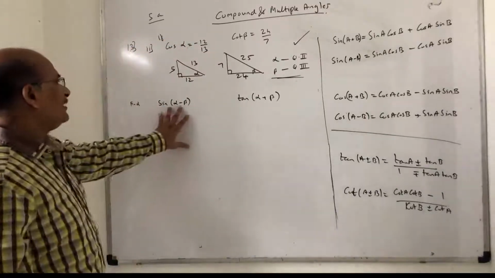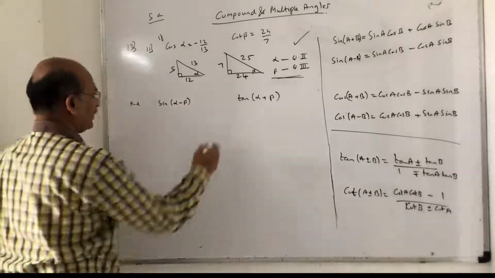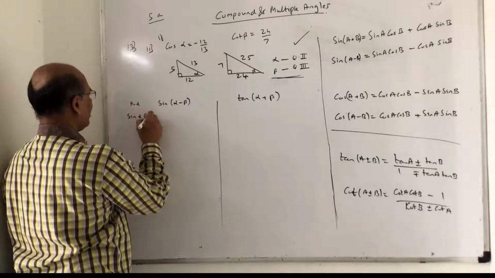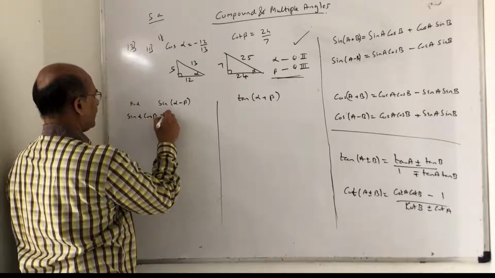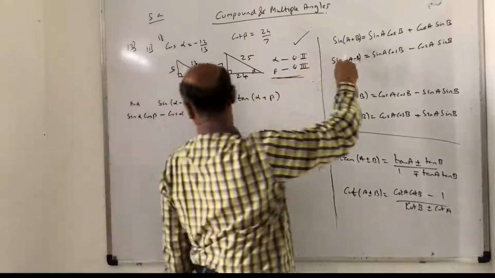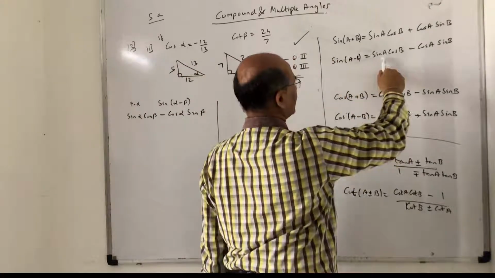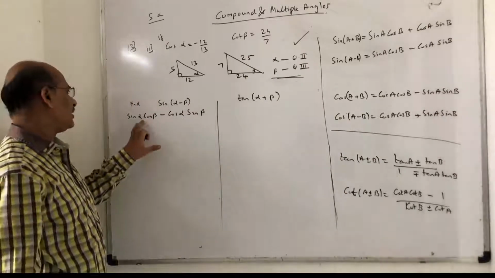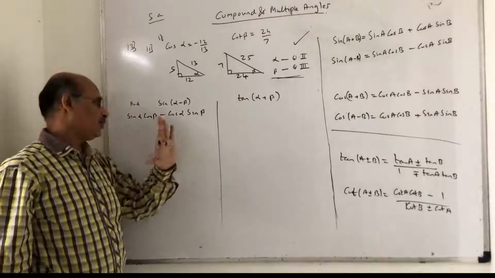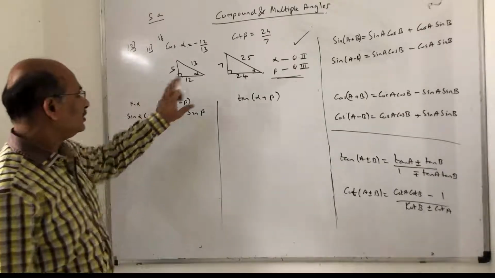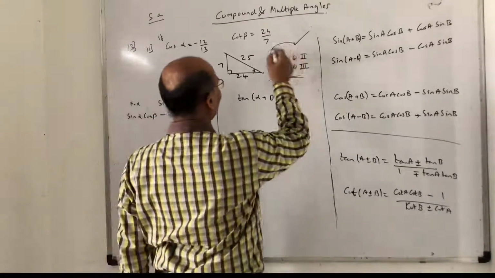Okay, let me focus on the question now. They are telling find sin of alpha minus beta. Now everybody knows what sin of alpha minus beta is. It is sin alpha cos beta minus cos alpha sin beta. I am applying the formula: sin of A minus B is sin A cos B minus cos A sin B. Remember A, B, they are all angles. So here A and B are replaced by alpha and beta. Don't worry about that.